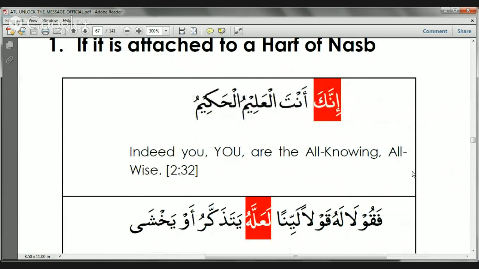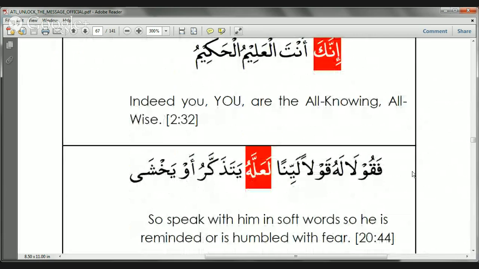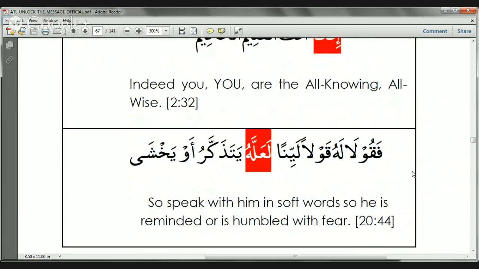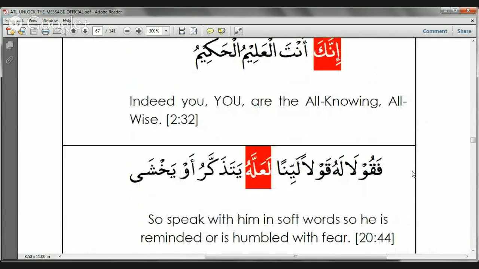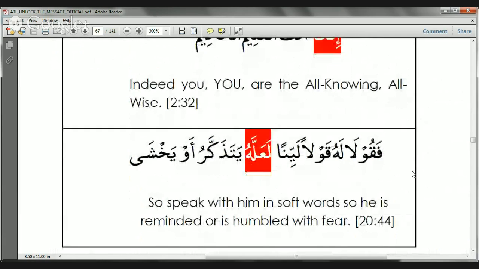فَقُولَا لَهُ قَوْلًا لَيِّنًا لَعَلَّهُ. لَعَلَّ is the harf nasab. Who is the independent pronoun? I'm sorry, attached pronoun. Sometimes I'm really bad with terminology, so if I mess it up, just remind me. I'm the type of person that will call an apple a banana. Okay? لَعَلَّهُ يَتَذَكَّرُ أَوْ يَخْشَى.